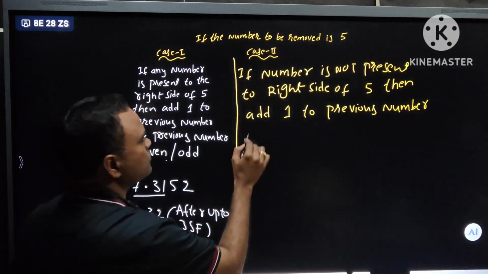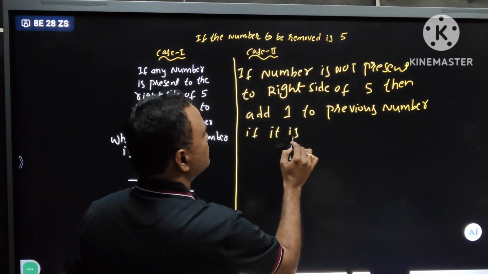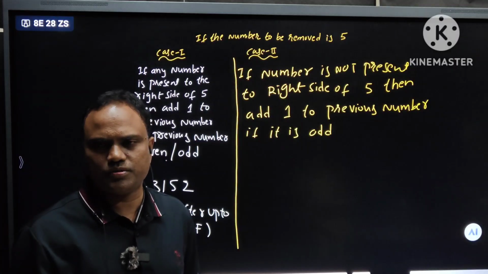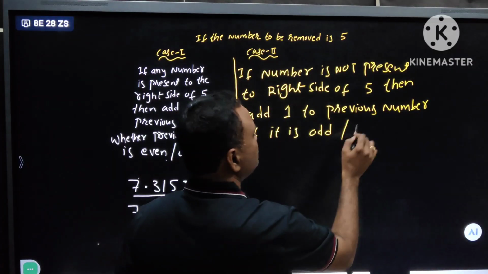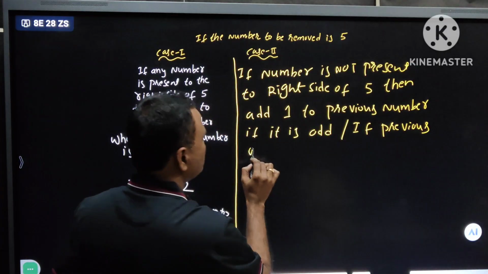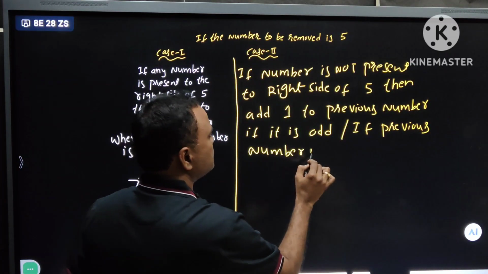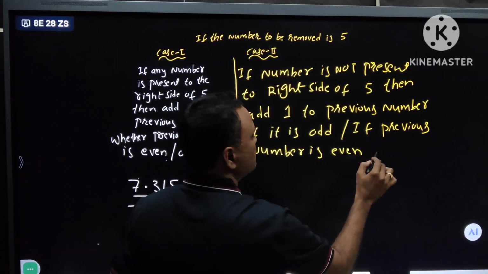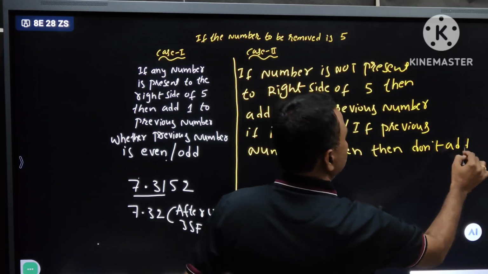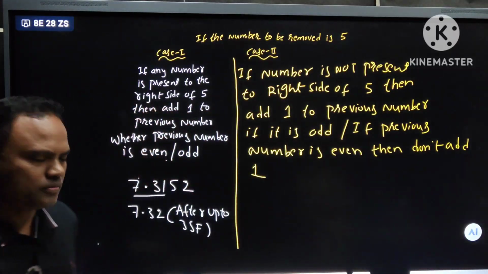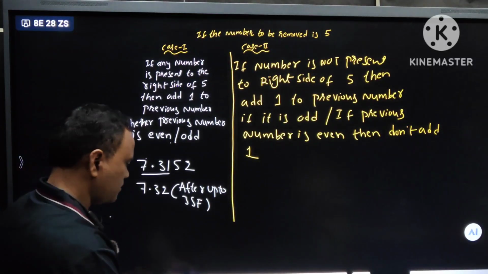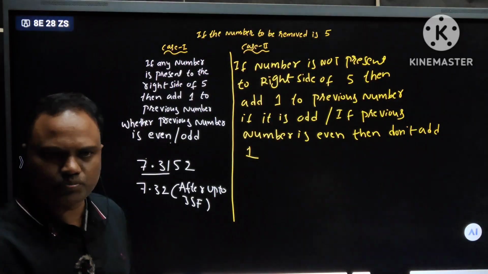If the previous number is odd, then add 1 to it. Okay. If the previous number is even, then don't add 1. Don't add 1. Let us see 2 examples for that too.